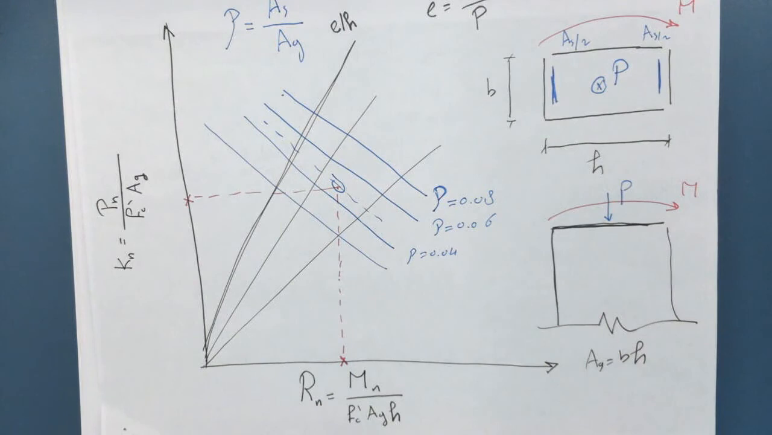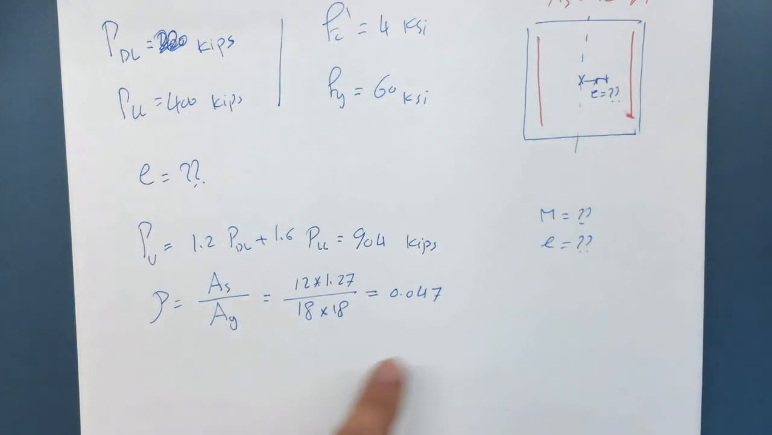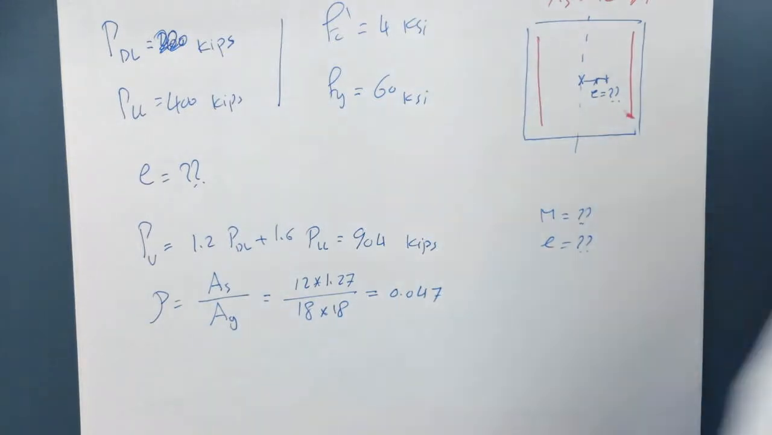If I'm going to be solving it, I'm going to take this point, go down here, find what's my Rn, and from here find what's my moment, and using the moment I can find what's my eccentricity. So use the way that you think is easiest. I don't think interpolating between the arrows is the most intuitive way. I think finding Rn is easy. Cool.